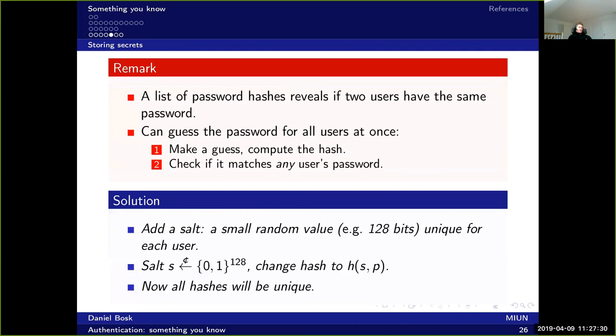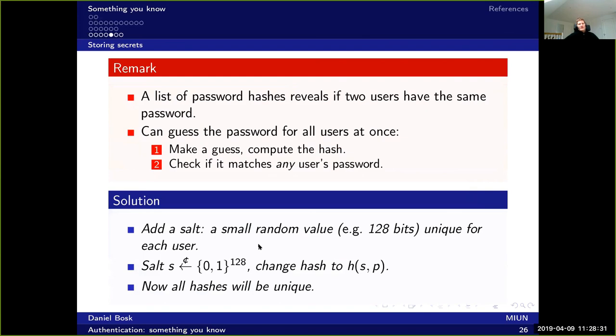So a solution to this problem is to add a salt. This is simply a small random value, so roughly 128 bits is common to use, and it's unique for each user. So whenever we create the account for the user, we randomly choose a 128-bit salt, and that's quite some space. So it's very, very unlikely that two users will get the same salt. And then we simply add this salt to the hash. So the salt isn't secret at all. It's just to destroy this property that two users with the same password will have the same hash. So that's all it does. But we can store it in plain text along with the password hash, for instance.